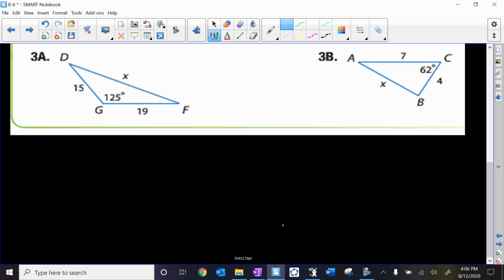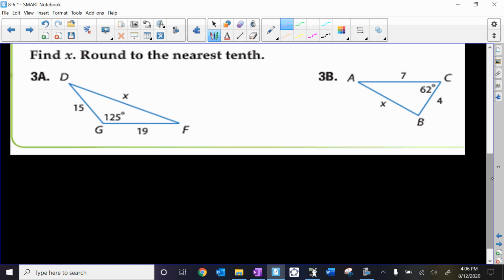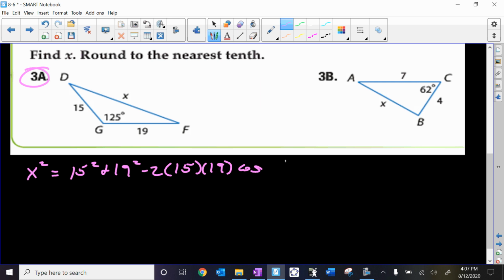We can do one more really quick. If we look at, say, maybe 3a here, again, using the law of cosines, we know that the law of sines isn't going to work. Find your angle measure. The side length across goes by itself. That'd be x squared. Your other two side lengths, 15 squared plus 19 squared minus 2 times 15 times 19 cosine of 125.